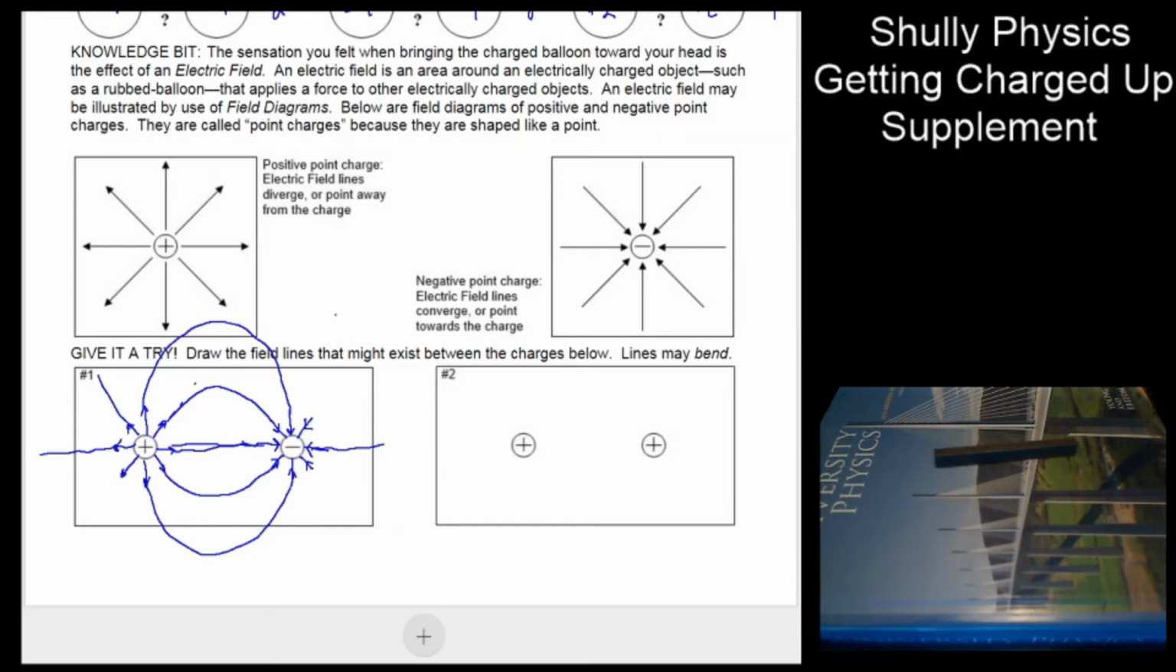This one's going to kind of scoop up toward the negative, but it's probably unlikely that it'll really reach all the way around. Well, if we had a strong enough field, it would. Strong enough couple of charges. And these would swoop in the same kind of way. Okay. So that's kind of what it looks like.